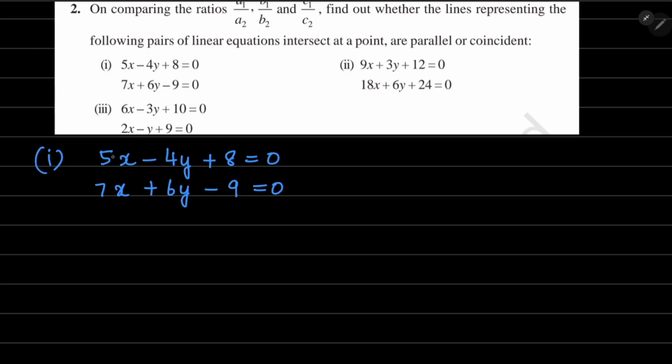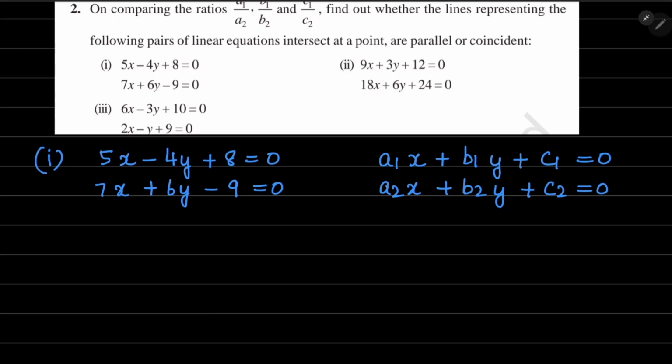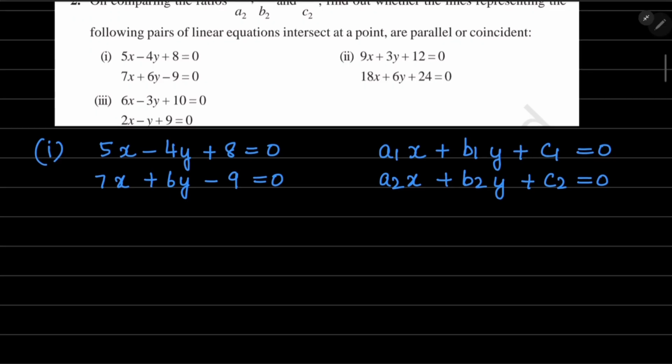So let's take what is your a1 by a2. a1 is nothing but the coefficient of x in the first equation. This is your b1 and c1, and a2, b2, c2. So you have to compare it with the standard form of the linear equations in two variables, which is nothing but a1x plus b1y plus c1 equal to 0 and a2x plus b2y plus c2 equal to 0. This is the standard form. So when you compare them, what do you get for a1 by a2? a1 by a2 is nothing but 5 by 7.